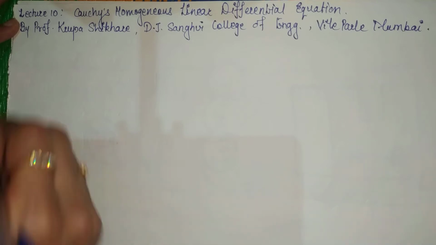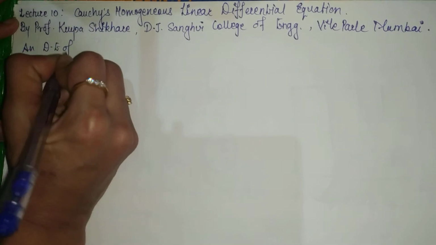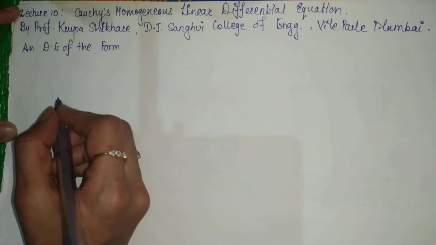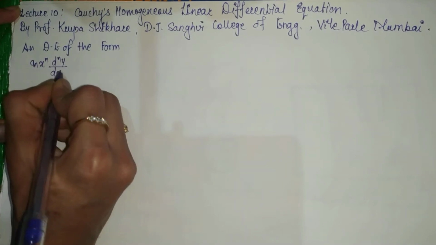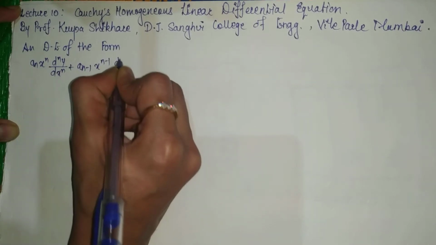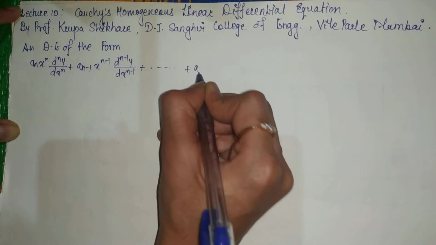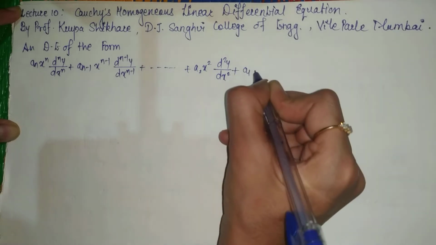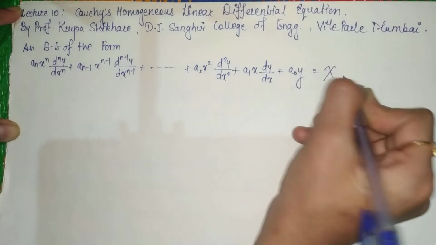So we can say a differential equation of the form, okay, this is some particular type of differential equation which is of the form a_n x^n d^n y by dx^n plus a_(n-1) x^(n-1) d^(n-1) y by dx^(n-1), and it goes on till a_2 x^2 d^2 y by dx^2 plus a_1 x dy by dx plus a_0 y is equal to X.